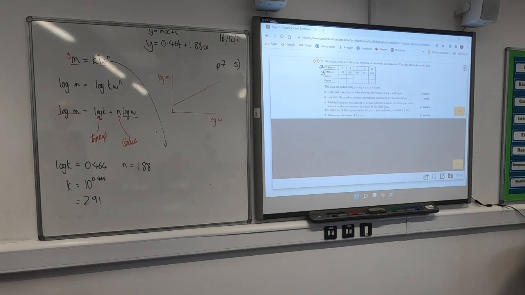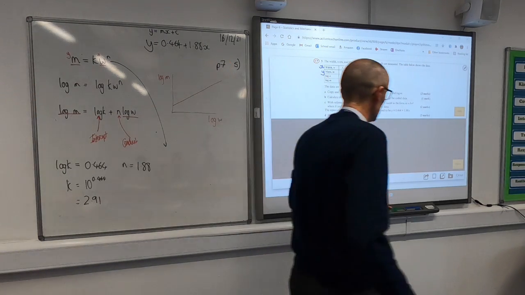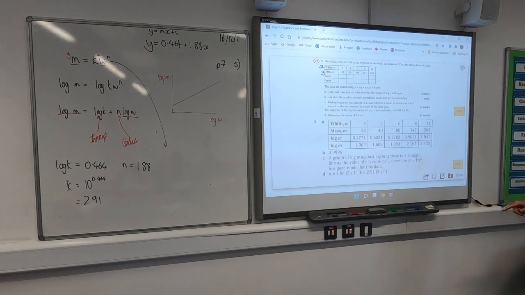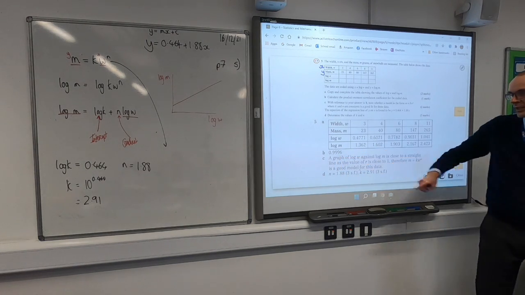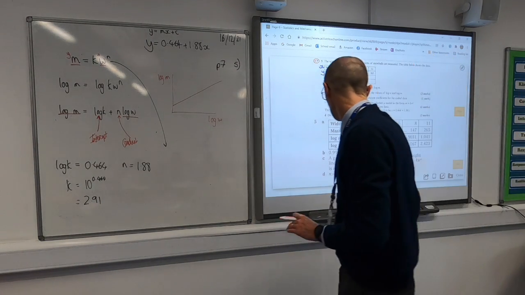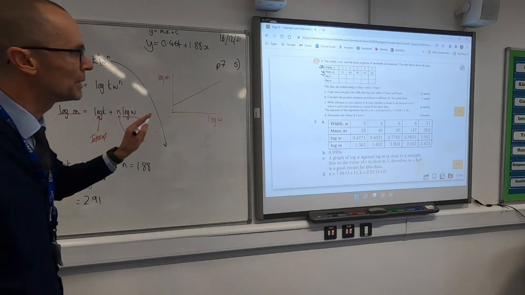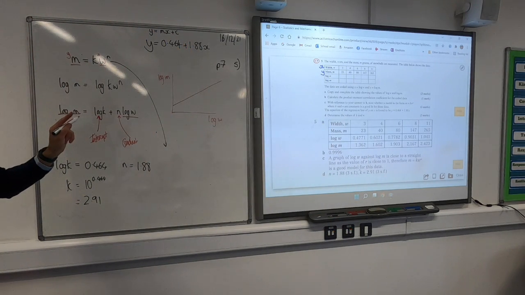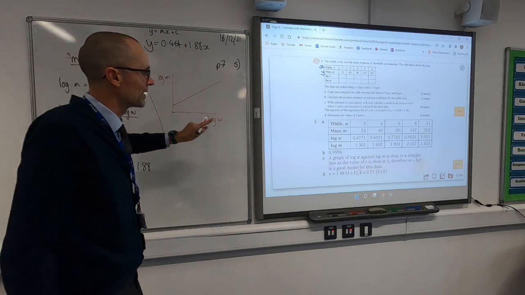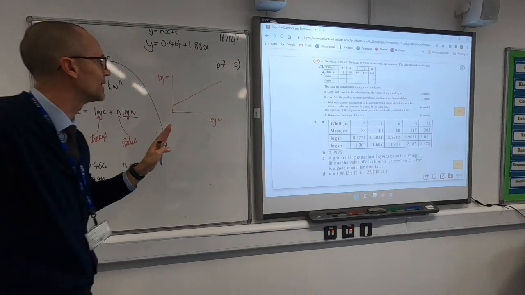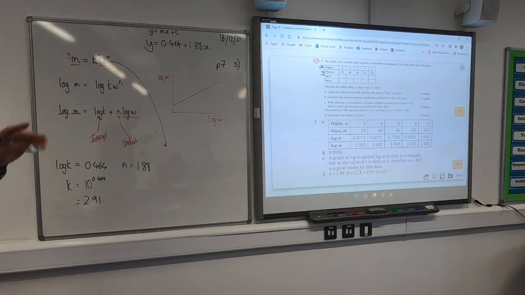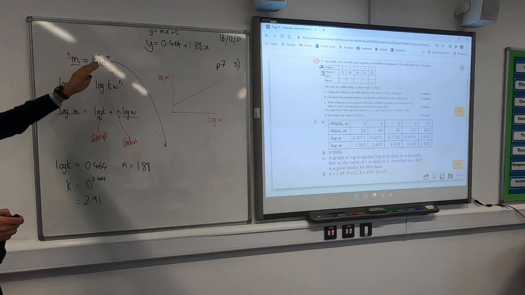So I have a very, very strong positive correlation, almost a perfect straight line. And because we get a perfect straight line with the log axes, which they refer to as coding the data, because the coded data has almost perfect positive correlation, that implies that this model is a very good model.